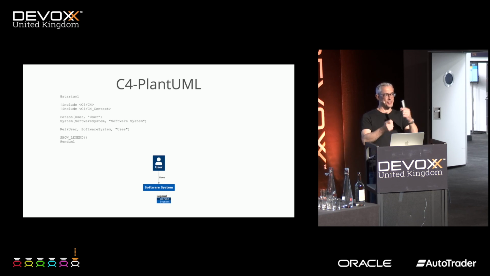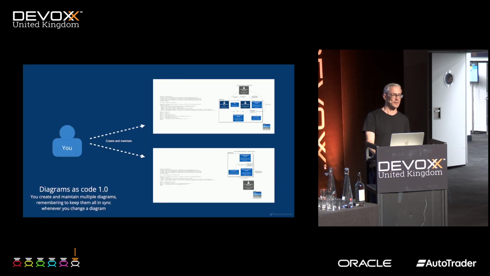We can do global search and replace. We can do including elements across multiple text files, but this just gets harder as your diagrams and models scale. So this is what I'm calling diagrams as code 1. Your 2 diagrams, you create 2 text files.